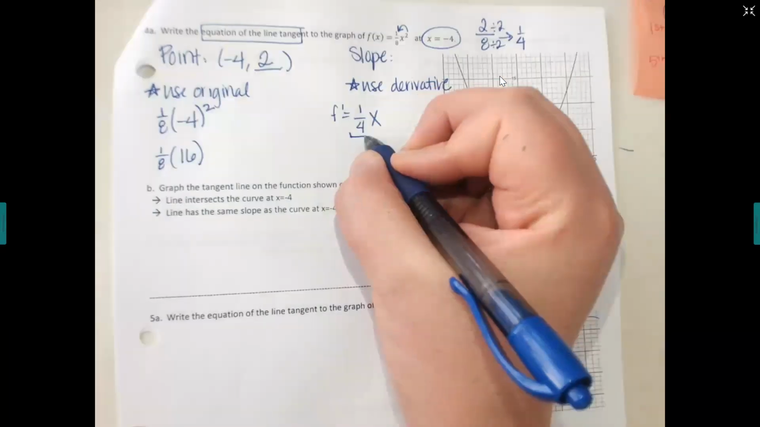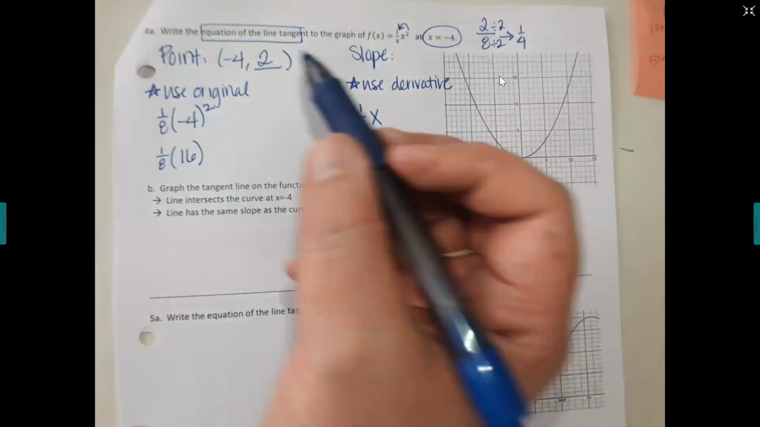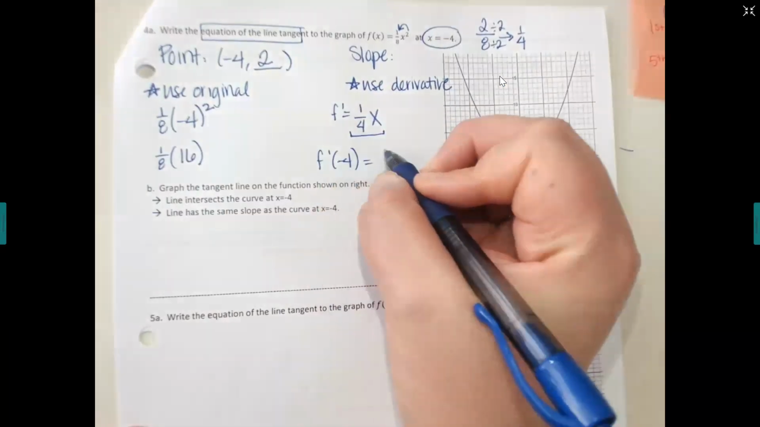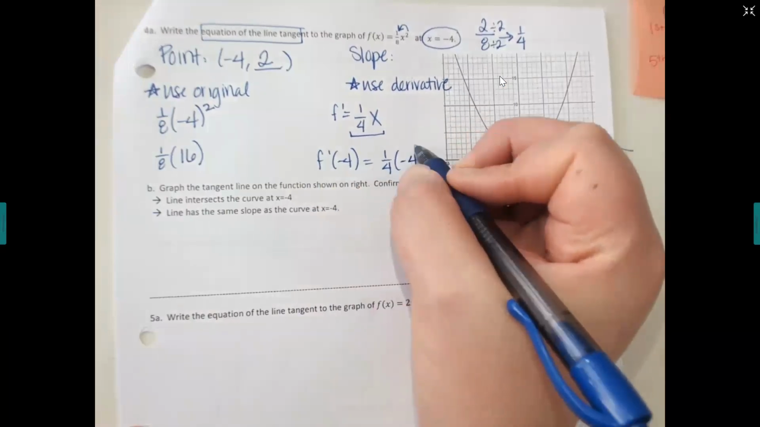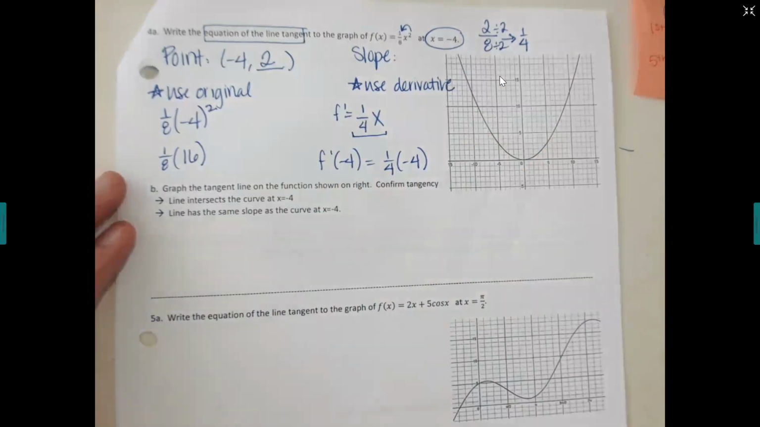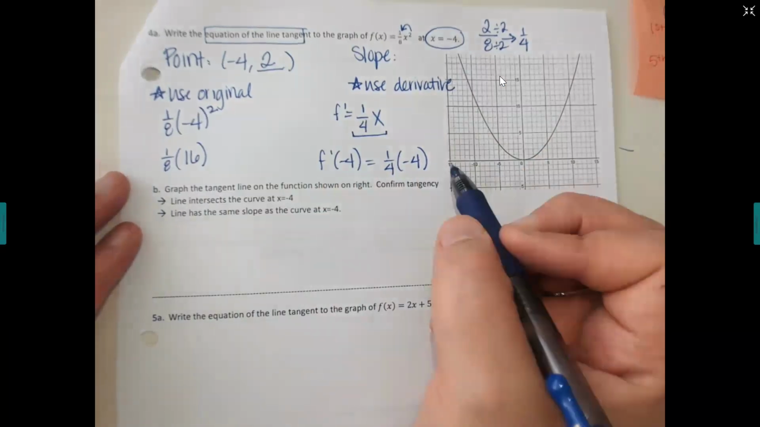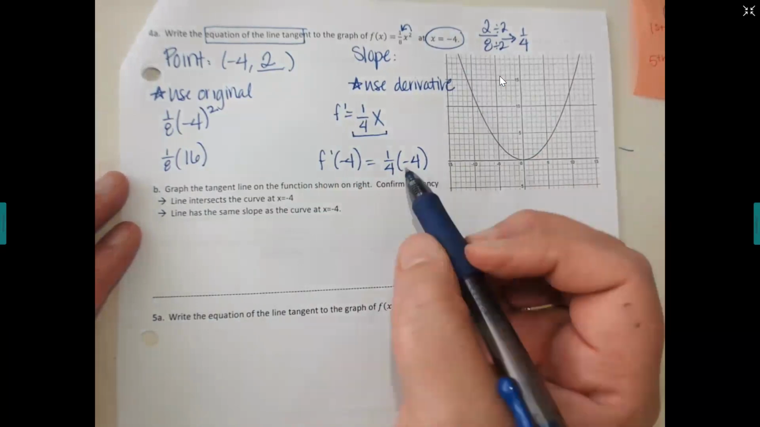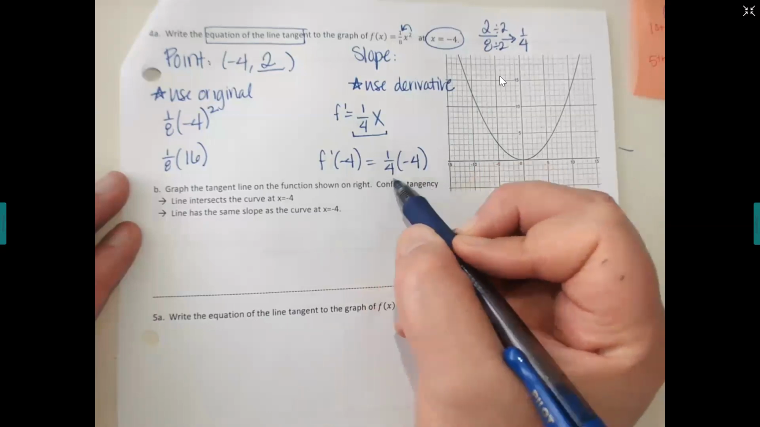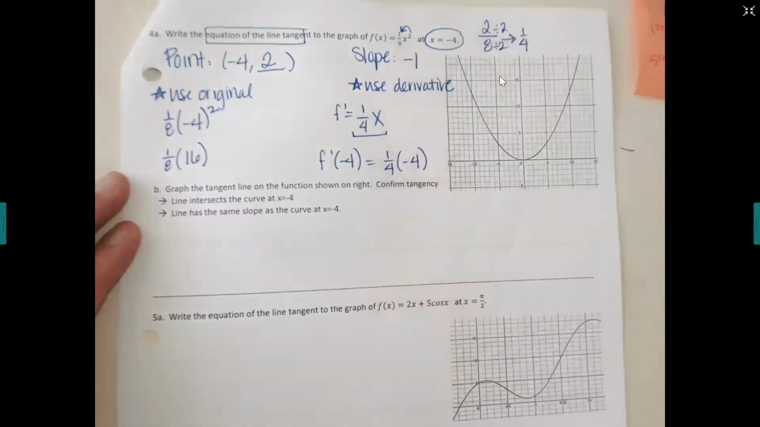Okay, then I'm going to plug in my x value. Remember, this is the slope at whatever x I want. I want the slope at -4. So I'm going to plug in a -4 to that. What is 1/4 of -4? What number would that be? -1. Very good. Remember, 1/4 just means divide by 4. So if I do a -4 divided by 4, that gives me -1.